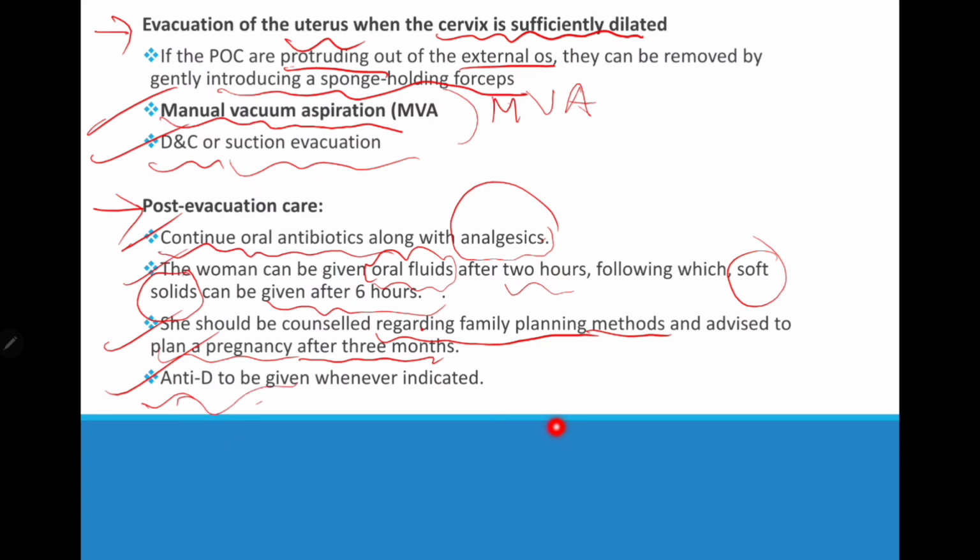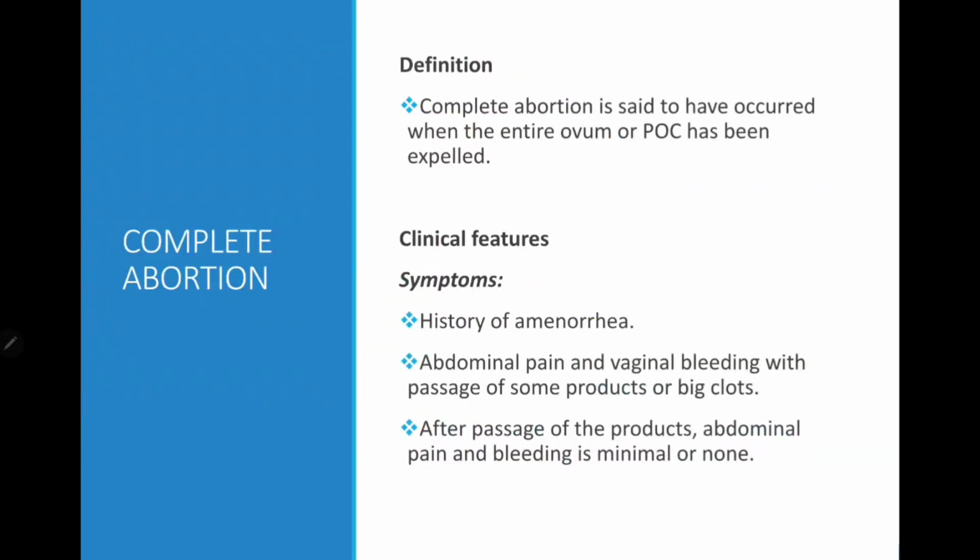So, what will we be giving in post-evacuation care? Oral antibiotics with analgesics. After 2 hours, oral fluids. After 6 hours, soft solids. Family planning methods, and she should plan a pregnancy only after 3 months. Anti-D whenever indicated must be given.